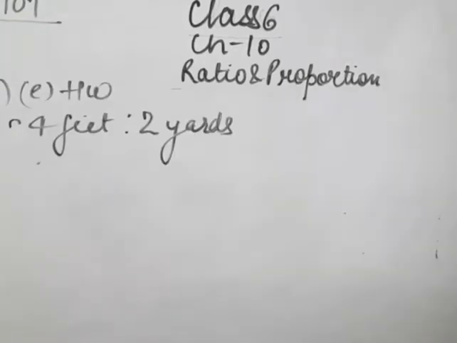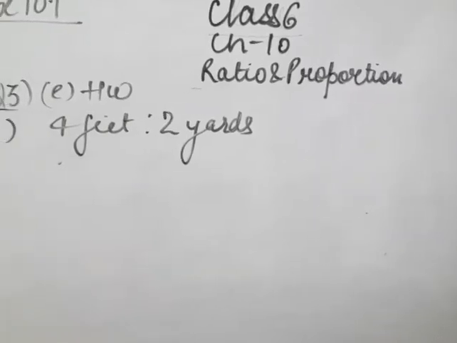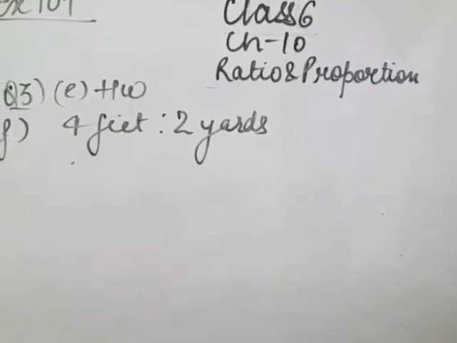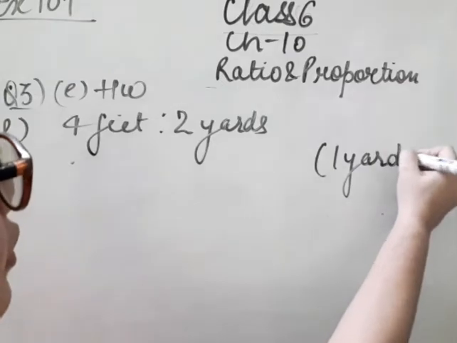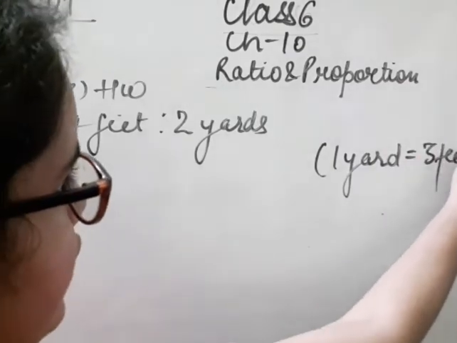Now question number 3 E part will be your homework. So we are going to do question number 3 F part. What is there in the F part? 4 feet ratio 2 yards. First you must be aware that 1 yard is equal to 3 feet. You should know this.